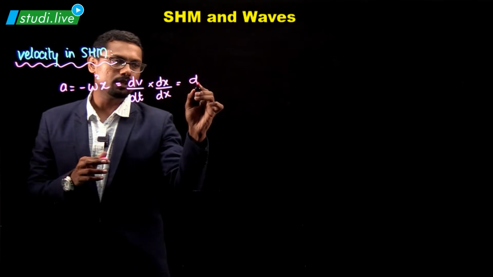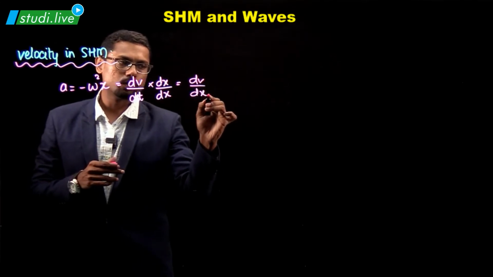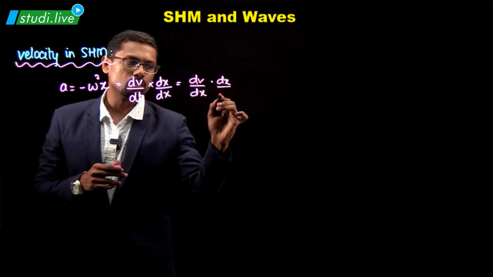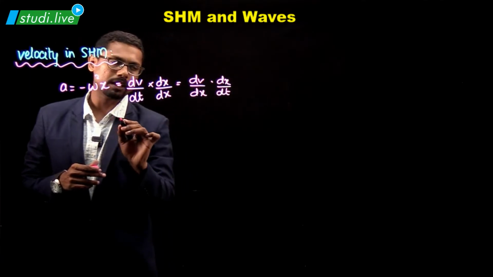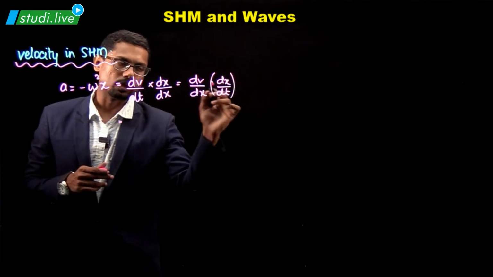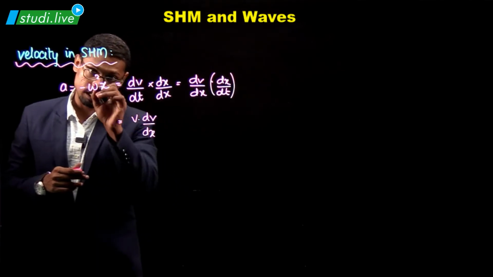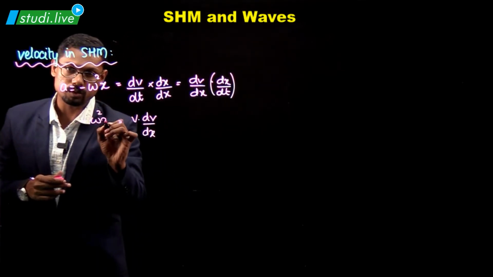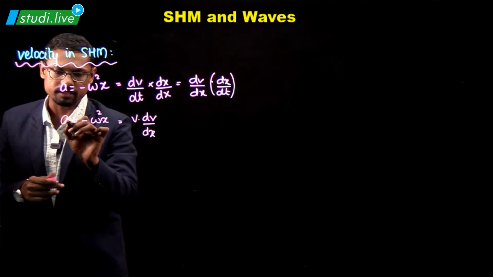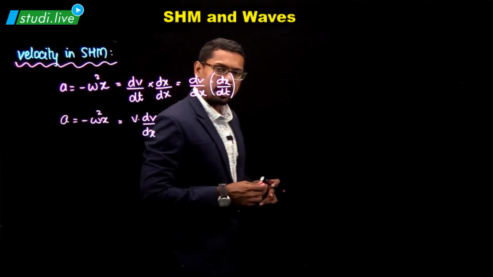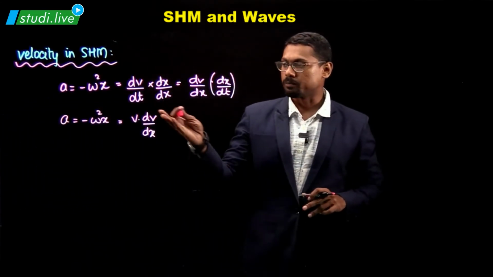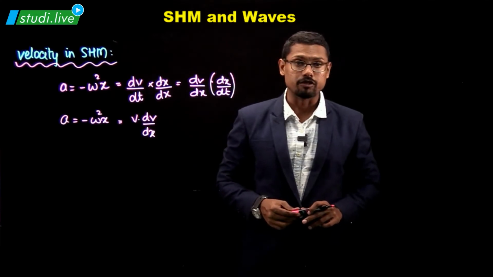This becomes dv by dx times dx by dt. And what is dx by dt? This can be expressed as velocity, v dv by dx. That is the same as minus omega square x, and that is the same as acceleration. So I now have two values of acceleration, minus omega square x and v dv by dx.